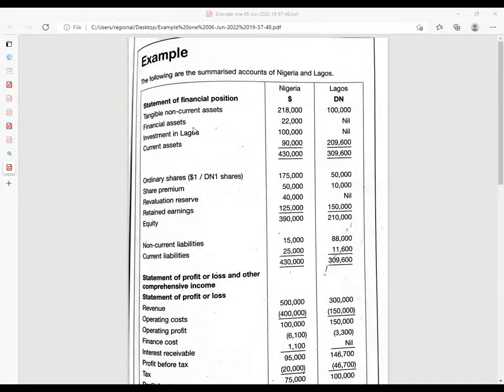I appreciate what you guys are telling me, but the next thing that I would have done is go to the pro forma. I'll go straight away to the statement of financial position. I'll mention there that the name of the company is Nigeria Group. The Nigeria Group statement of financial position.